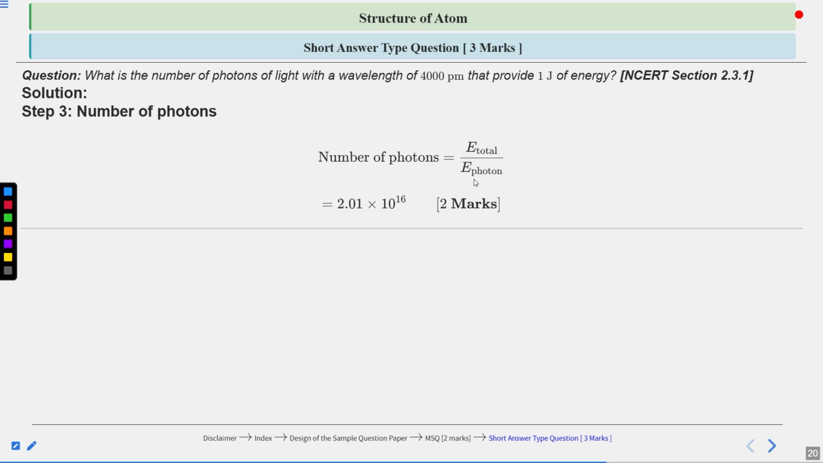So this is again 2 marks. Now I'm leaving this calculation to you. Just take all the values that we have seen in the previous slide, put them here, and take the total energy as 1 joule. You will get your correct answer. I guess it is clear to all of you.